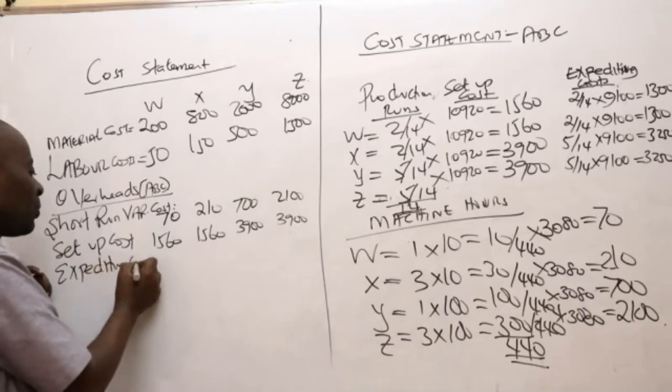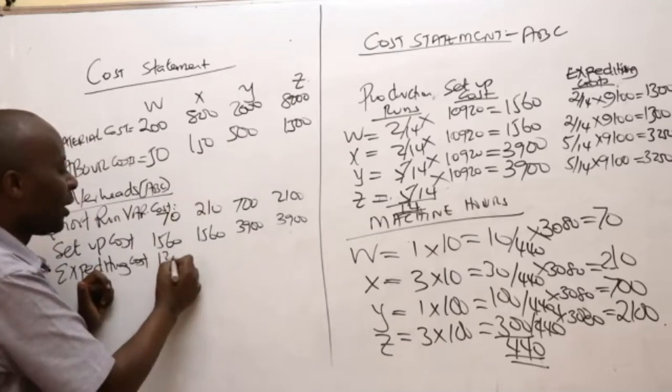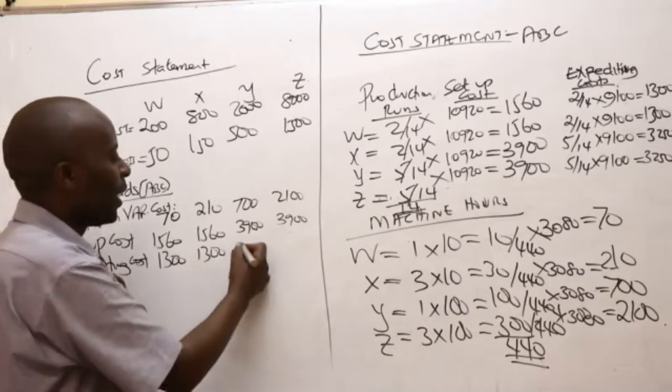Then, ladies and gentlemen, we have the expediting costs. Expediting cost, what do we have there? 1,300. And then we have 3,250.